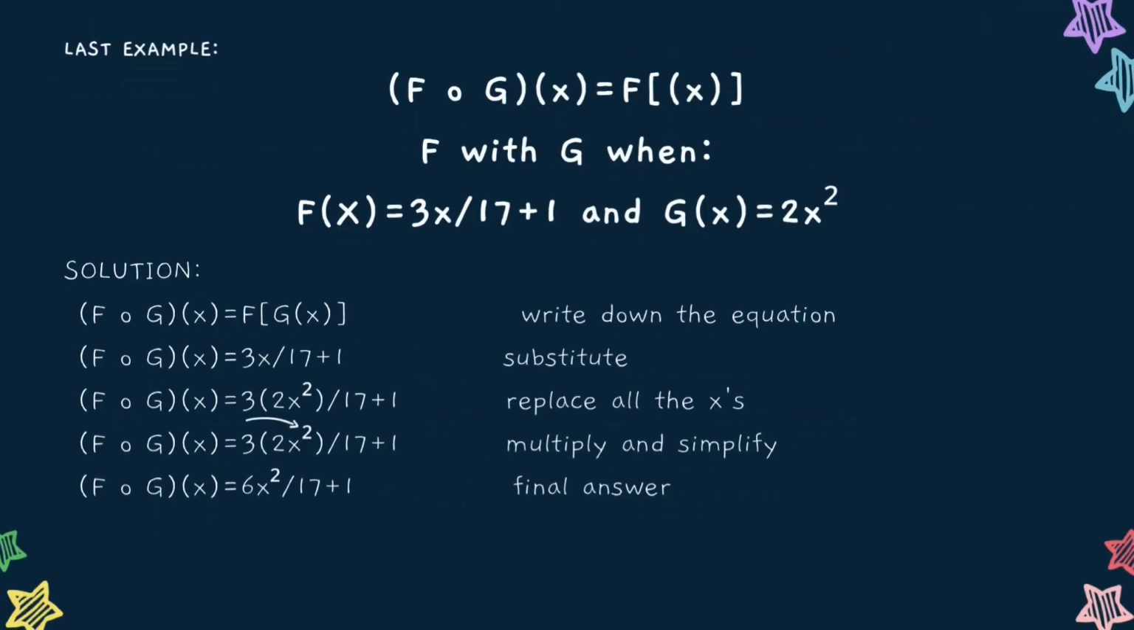For this last example, let's start by writing f circle g times x is equal to f times the quantity of g times x. Next, substitute f times the quantity of g times x by the value of f of x. Then, substitute all the x's on the right side with the value of g of x. To simplify this, multiply 3 by 2x squared. Since this is the last thing in the equation that needs to be simplified, this is the simplest form already. Therefore, the composition of f with g is 6x squared over 17 plus 1.